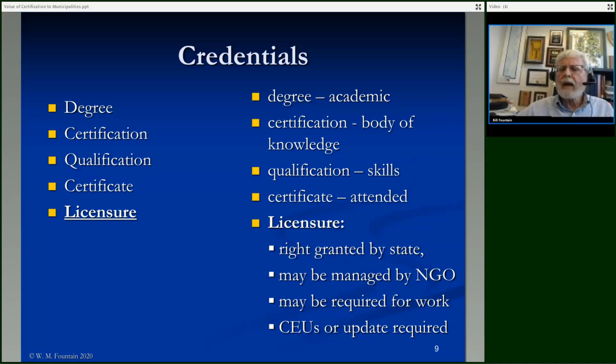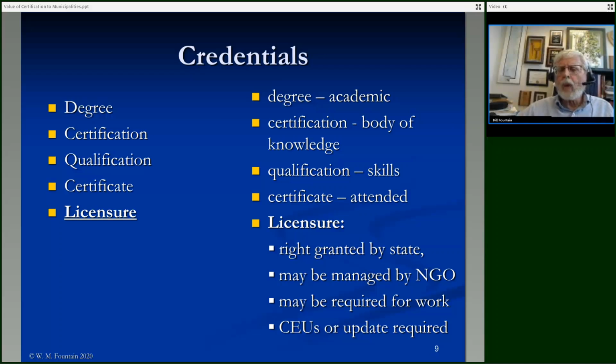So licensure for a profession is oftentimes managed by an NGO, non-governmental organization. This would be something like ASCA or ISA, or maybe your local chapter of ISA. And it is required for many types of work. So if you hire a plumber in, or if you hire an electrician to come in and do work in your house, they should have a license that's offered by the state to do their particular type of work.